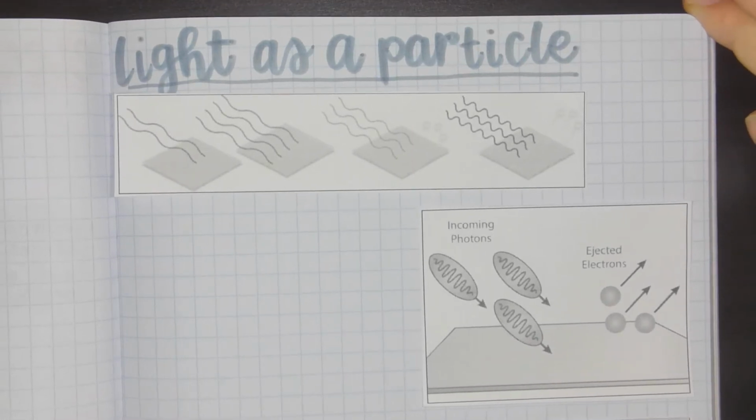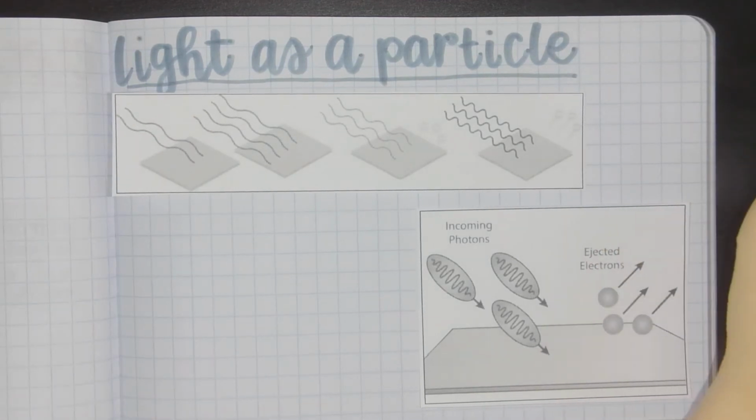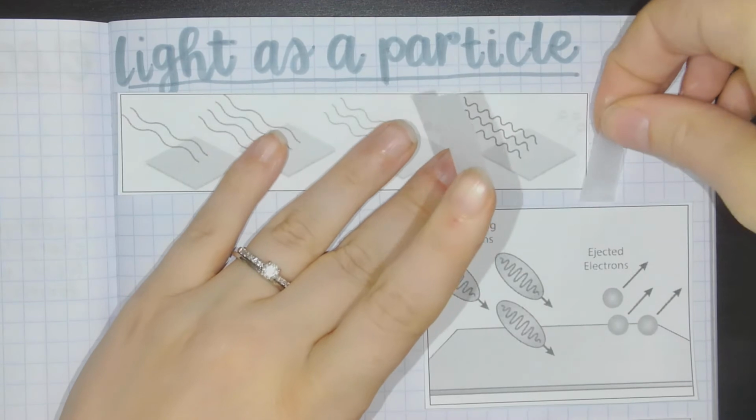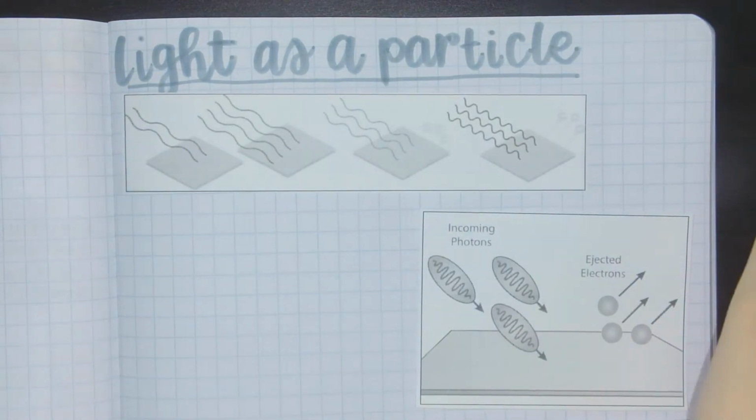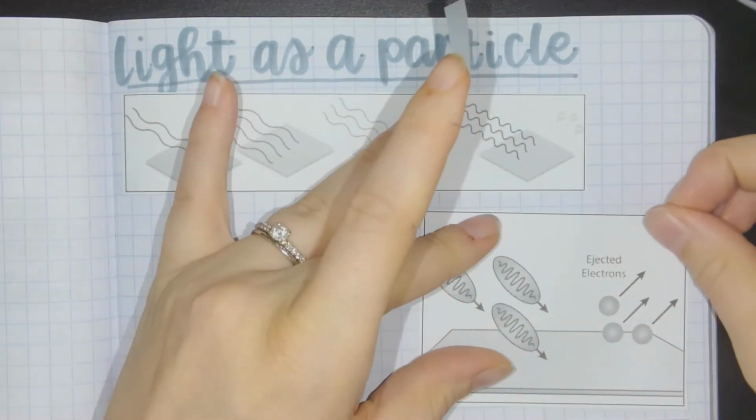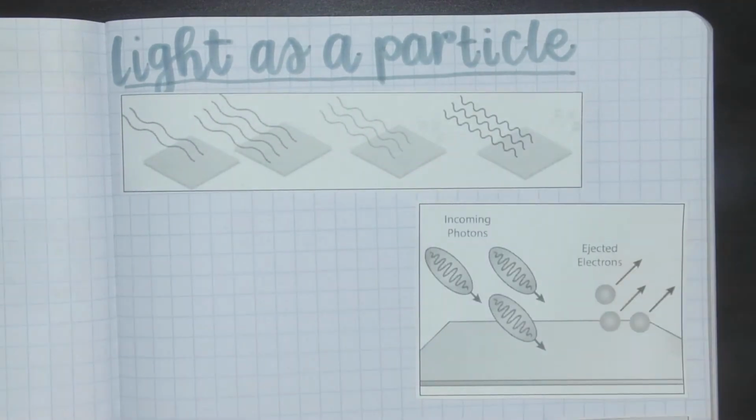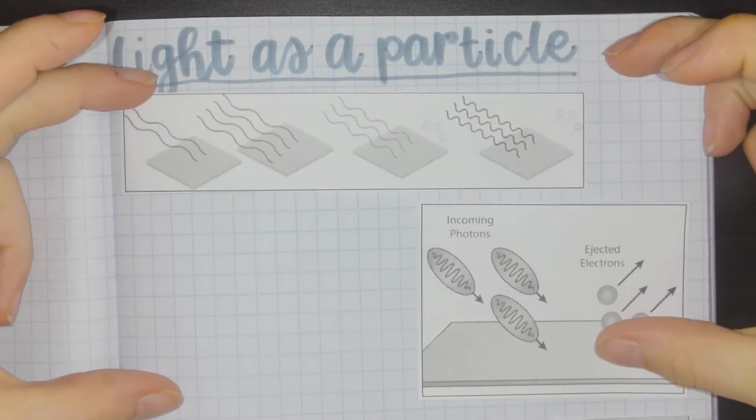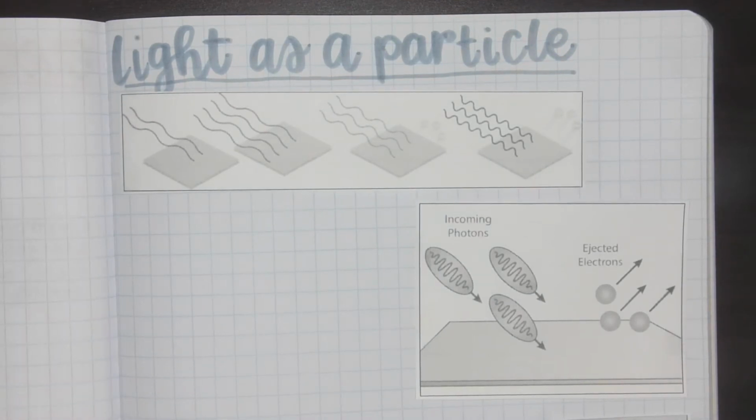So here's the top part of the page, light as a particle. We'll tape or glue this picture here. The next one will go underneath here. It's kind of a squishy page. So there's light as a particle. But this weird thing, light is actually a wave too, although you can't technically be both at the same time, but light is. It's a little conundrum. So we'll talk about that.